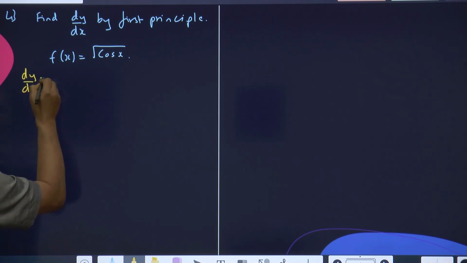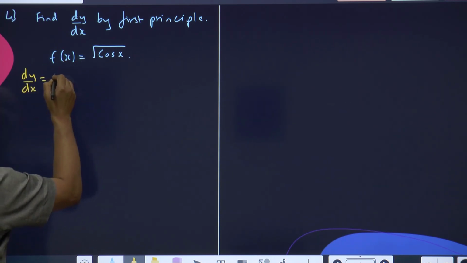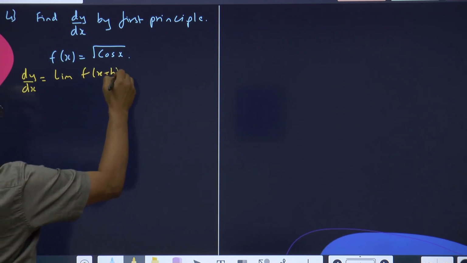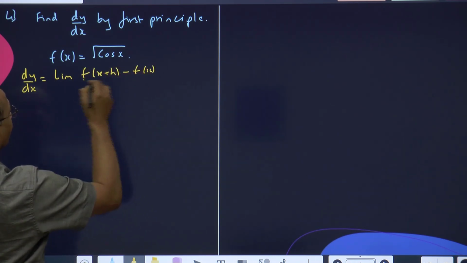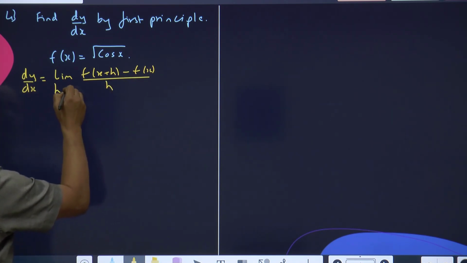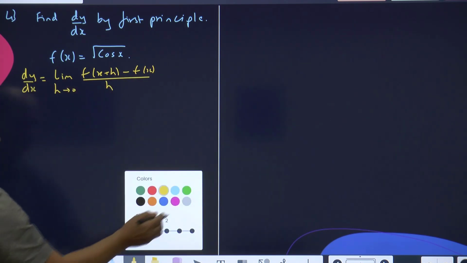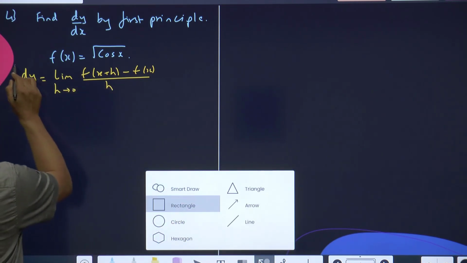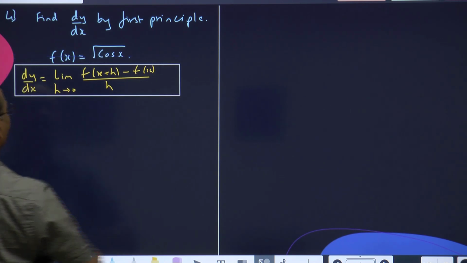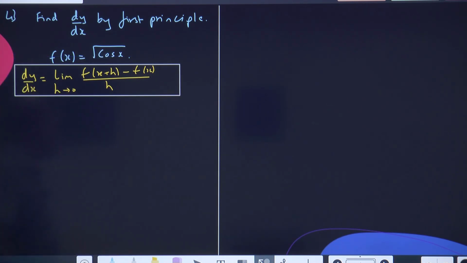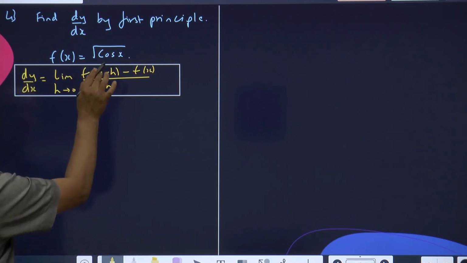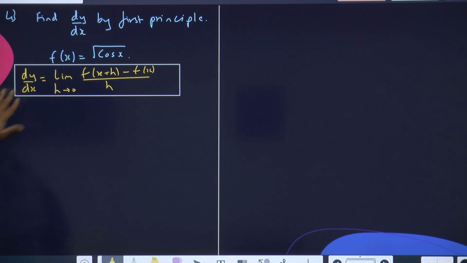dy/dx is nothing but what is given to you: limit of f(x+h) minus f(x), divided by h, as h approaches 0. So pay attention here, this part of the derivative finding method. The formula for first principle is important. Now let us quickly go ahead and start understanding what I need to find, dy/dx.